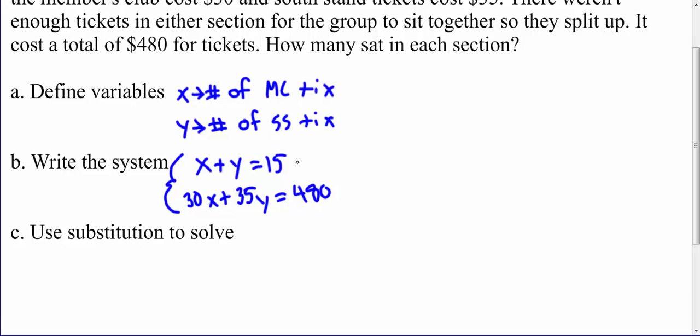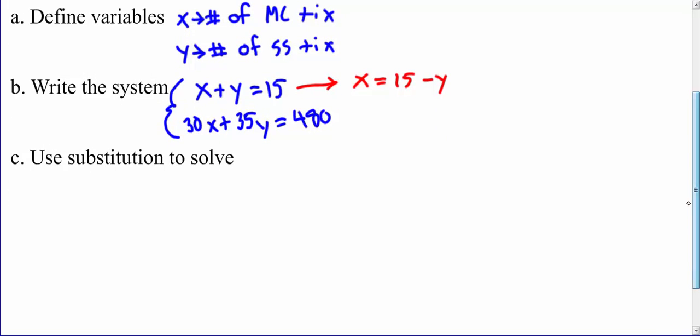Now, of course, we still have to solve this system. There are multiple ways to do it, but this clearly says use substitution. So I'm going to solve for x right here and say x is equal to 15 minus y. Now we could have solved for y. That would be totally fine. But I'm going to use that and plug it in right there for x.